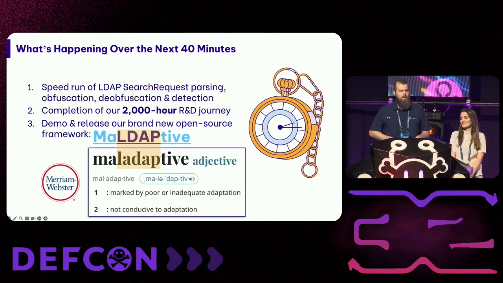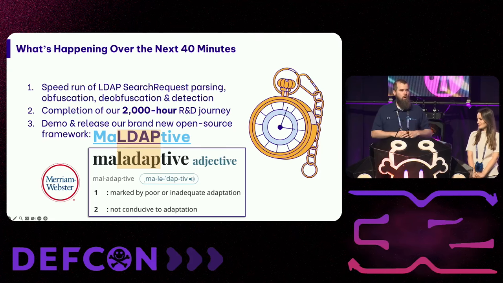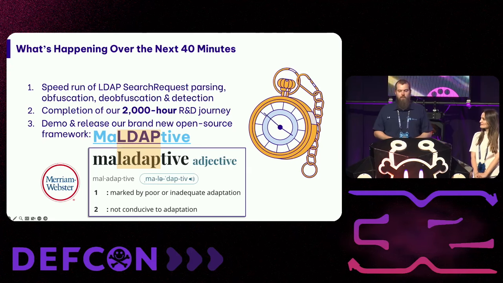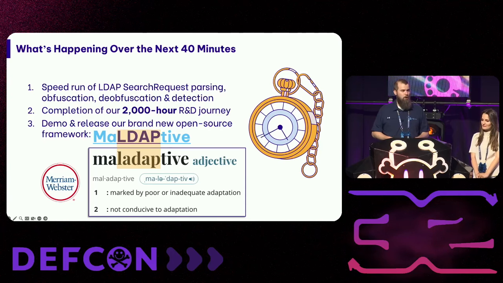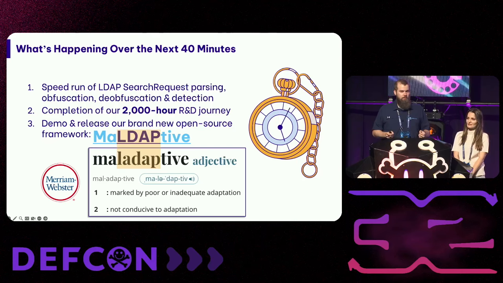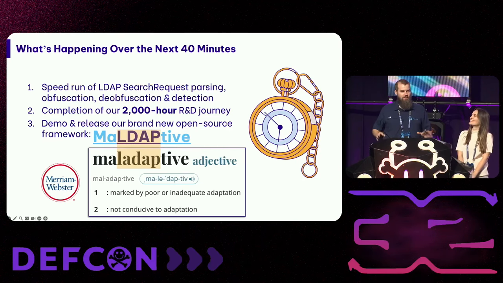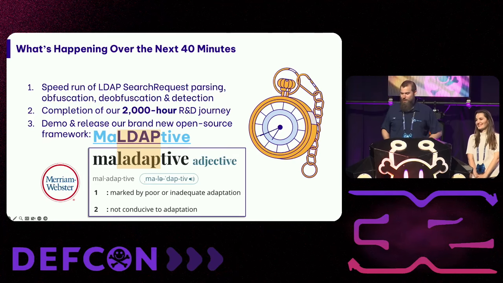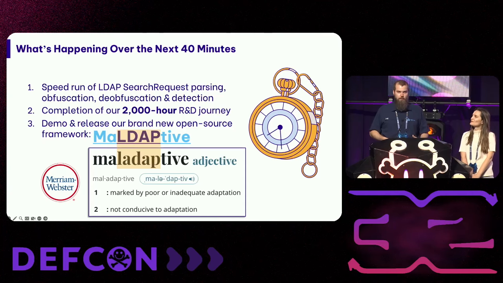So over the next 40-ish minutes, we're gonna be doing an absolute speed run through all of the obfuscation that we've enumerated and built out for this research. This is something we've spent over 2,000 hours of R&D on. For the record, that's too much R&D. Don't recommend it to anybody. But here we are, so we're really happy to get this out there and then let our minds think about something else. And as I mentioned earlier, we're going to be doing a demo and tool release for MaLDAPtive.